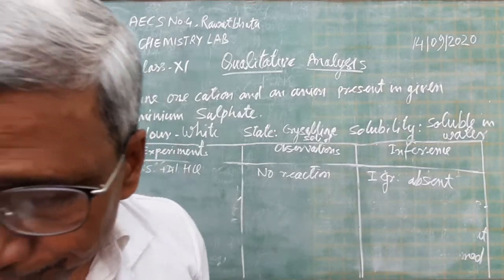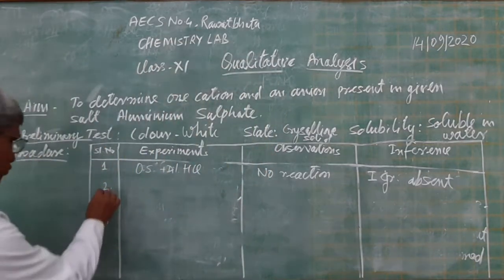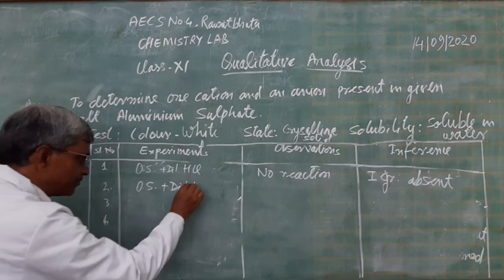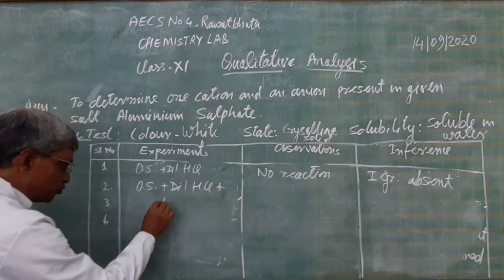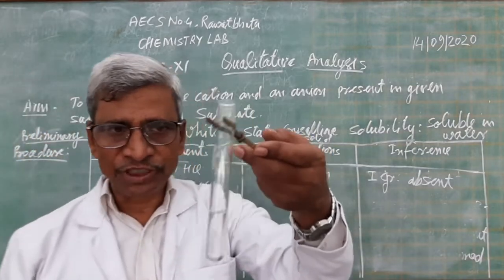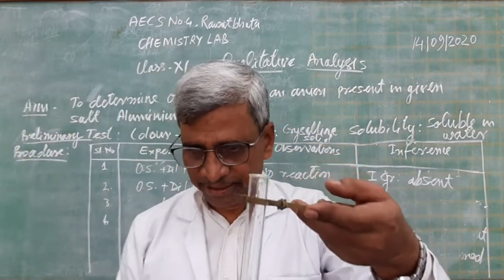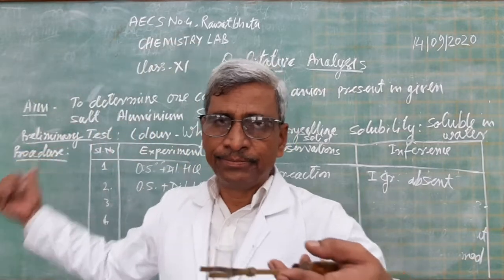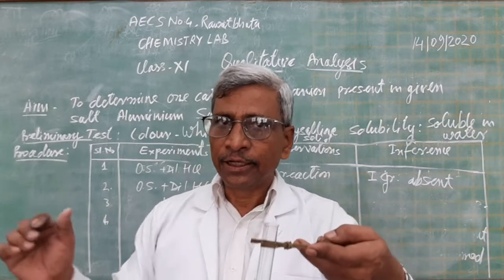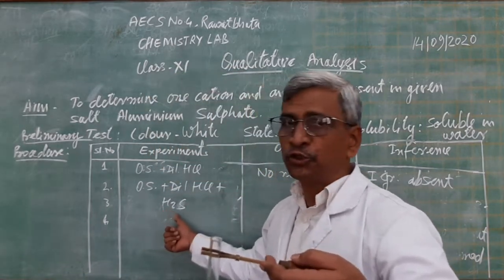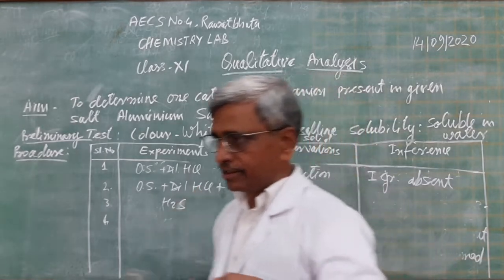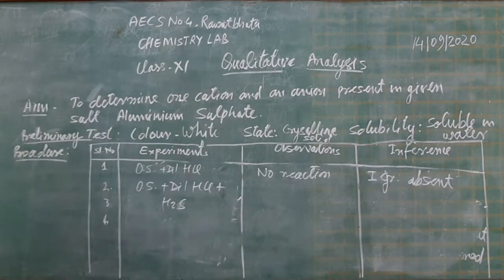First group cation absent. Then the next one is group 2. We have to proceed for group 2. Original solution plus dilute HCl plus H2S, hydrogen sulfide. I have taken the original solution. Dilute HCl I have just added to confirm the absence of the first group. First group is not there. In the same solution, I can add the group reagent of the second group, that is H2S, in presence of HCl. Here I have prepared H2S.